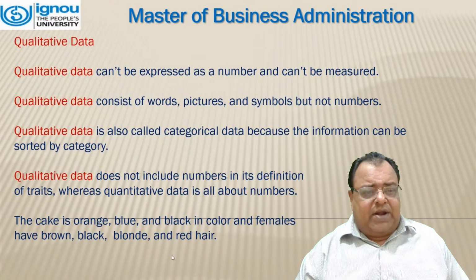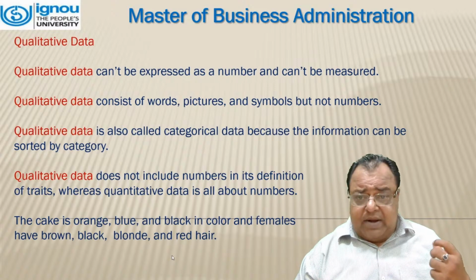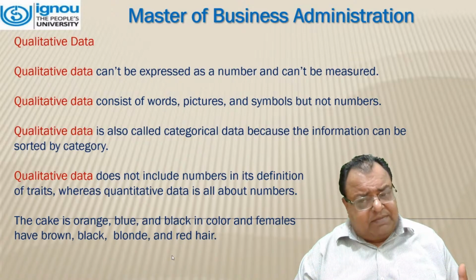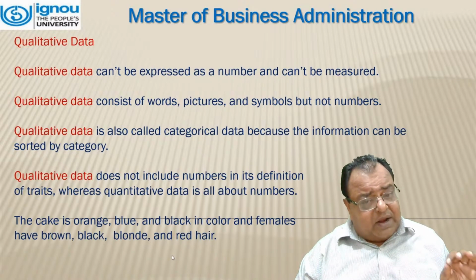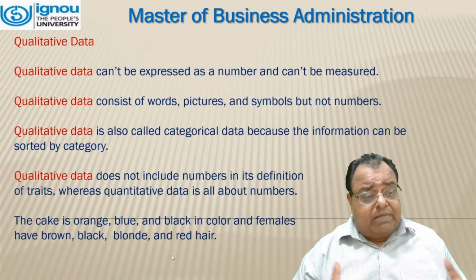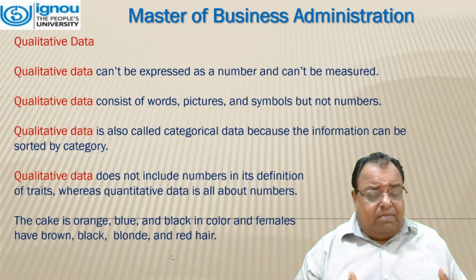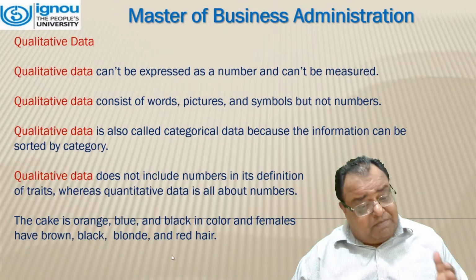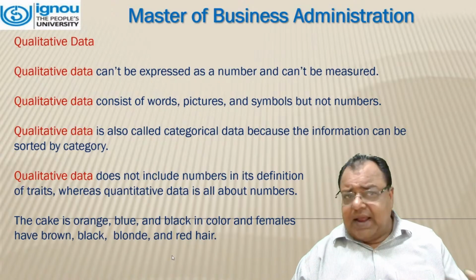Then comes qualitative data. Qualitative data cannot be expressed as a number and it cannot be measured. This consists of words, pictures, and symbols, but numbers are not used anywhere. It is also called categorical data because the information can be sorted by category. Qualitative data does not include numbers in its definition or traits, whereas quantitative data is all about numbers. The cake is orange, blue, and black in color, and females have brown, black, blonde, and red hair are the examples of it.